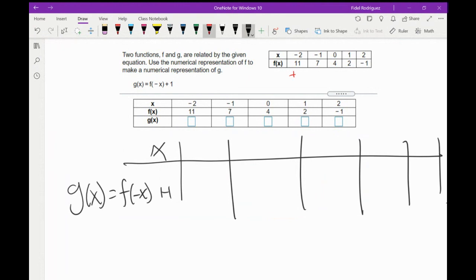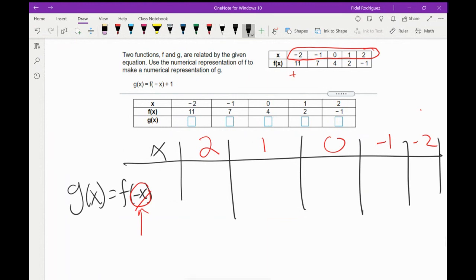So just like I said earlier, what we're going to do here, we're going to start from the inside, right? So what I'm doing here is I'm taking my x values and changing their signs. I'm going to come back to this part and change the signs of those x values. So that's going to be a 2, a 1, a 0, a minus 1, and a minus 2. Okay? So we've already fixed this part.